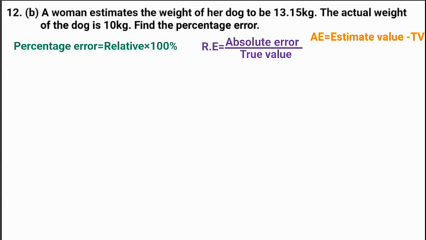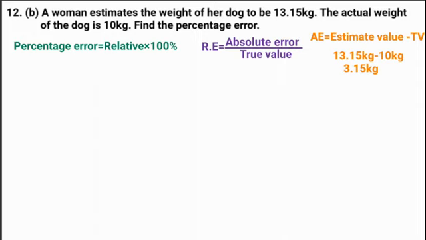So what is the estimate value? The woman estimated that the weight of the dog is 13.15 kg. In actual sense, the true weight of this dog is 10 kg. That is the true value. Then we find the difference, the estimate value minus true value, which gives us 3.15 kg. Now we have found the absolute error, and we can come up with the relative error.